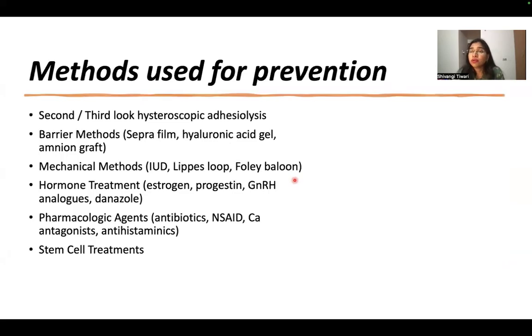So methods used for prevention are, we can do second or third look hysteroscopic adhesiolysis. There are some barrier methods available, that is Seprafilm, hyaluronic acid gel, amnion graft. There are mechanical methods available like IUD, Lippes loop, Foley's balloon. Hormone treatment we can give, that is estrogen, progestin, GnRH analogs, danazol. Pharmacologic agents like antibiotics, NSAIDs, calcium antagonists, antihistaminics, and stem cell treatments.